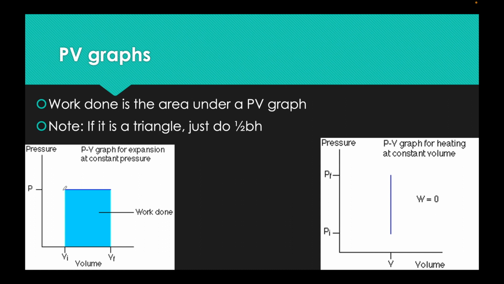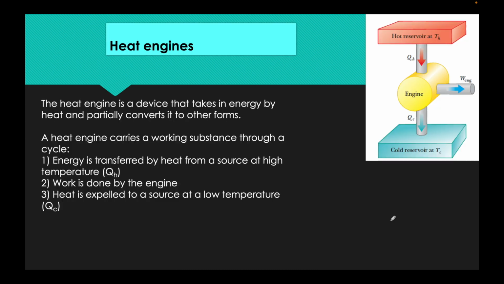So for example, here is a pressure, we have a volume, we can do P times V, these are the two volumes, just like we did, we can find the area under the graph. Sometimes you might get a triangle, it might be looking like this. That's not a problem. What we can do is the area of the triangle, which is a half times the base times the height. And just a reminder, if you see a straight line, work done will be 0. No need to calculate anything.